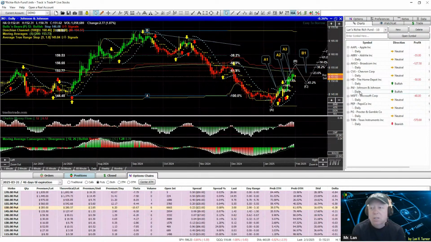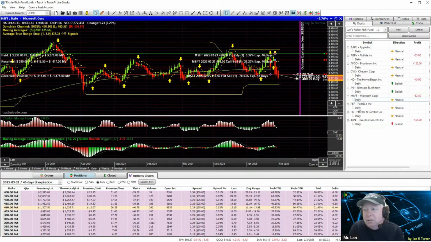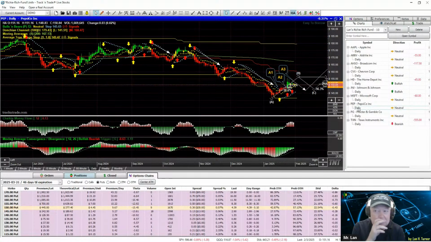Johnson & Johnson. Well, that's going into the A3. We're looking for the B1 drive. We need that one. We're gonna wait on that one. Let's go to Microsoft. We already looked at Microsoft. Let's go to Pfizer. Not real thrilled about being in Pfizer.